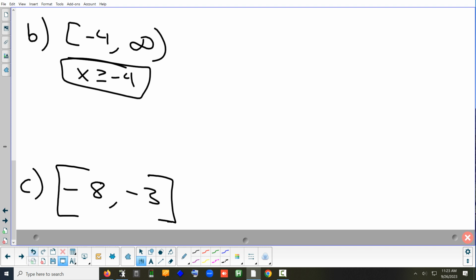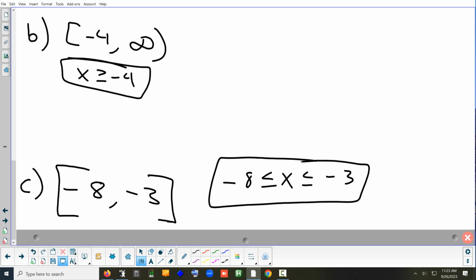Okay. How about this one? The closed, bounded interval from -8 to -3. How would we write that as an inequality? -8 less than or equal to x less than or equal to -3. And I talked about a different way you could write that if you flip the -8 and the -3 and you flip the inequality signs. But that's perfect. Okay, questions on that? Okay, so that's interval to inequality.